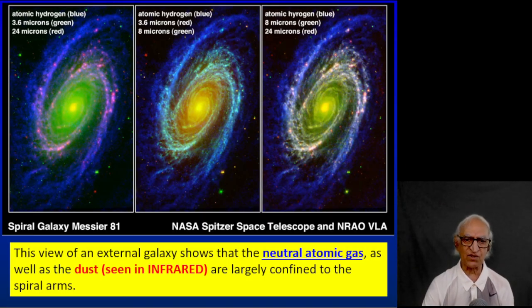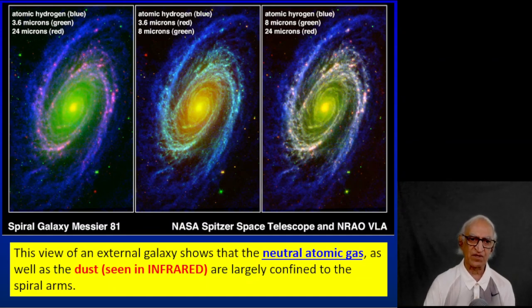Now here we're looking at some external galaxies. Now if I can get the cursor here, oh there it is. Look at the blue radiation. These are all false colors done in computer. And the red and green are infrared radiation. So what you see is that the blue is the atomic radiation, 21 centimeter radiation from the hyperfine levels of the hydrogen atom.